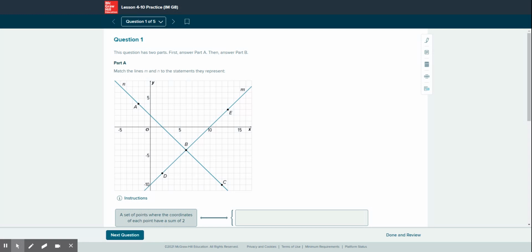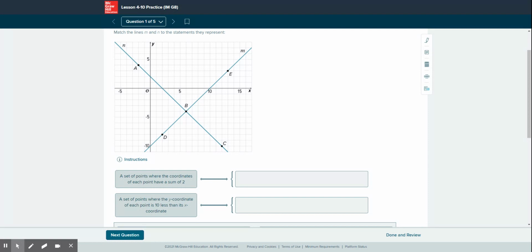Question 1 has two parts. Please remember to scroll down. For the first question, it says match the lines M and N to the statements they represent. So as we look through these ones, we have just a couple of statements.